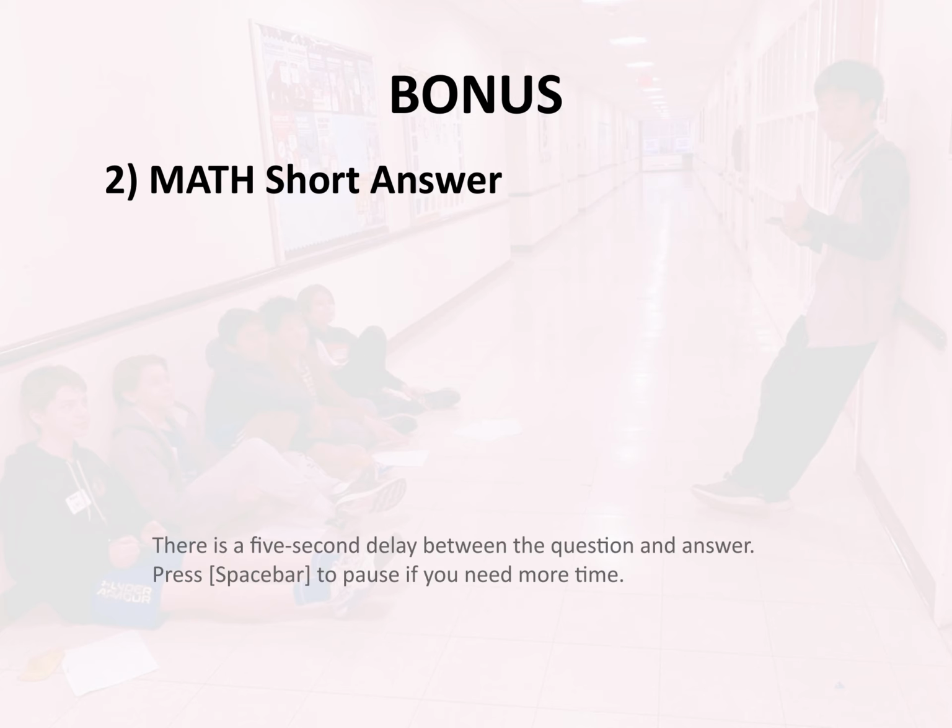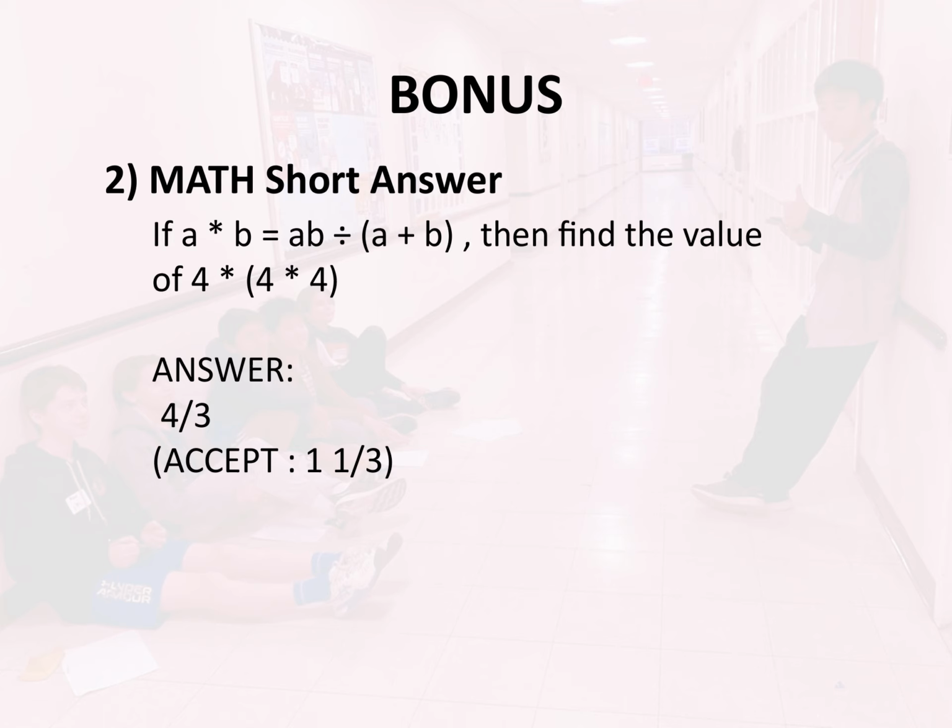Bonus 2. Math. Short answer. If a star b equals a times b divided by the quantity a plus b, then find the value of 4 star (4 star 4). Answer: 4/3.